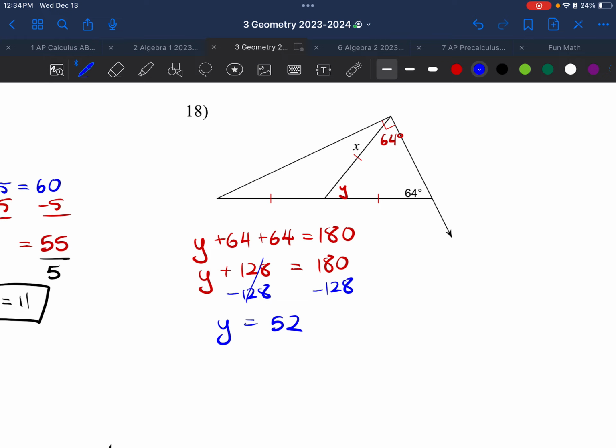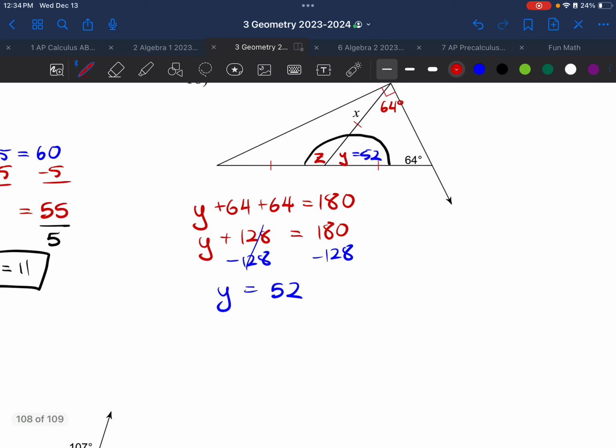So I know that this angle is 52, and I can use the fact that this line adds up to 180 degrees to find the other angle. I need another variable. Let's call this variable z. Angle z plus the angle that we just figured out, 52, those two angles add up to 180 degrees. Then I can simply subtract 52, and I get z is equal to 128.